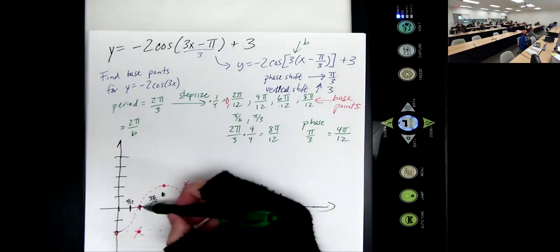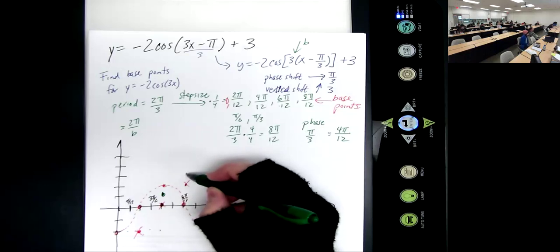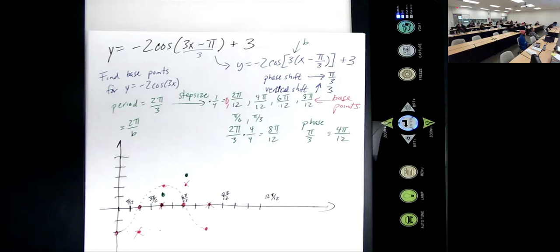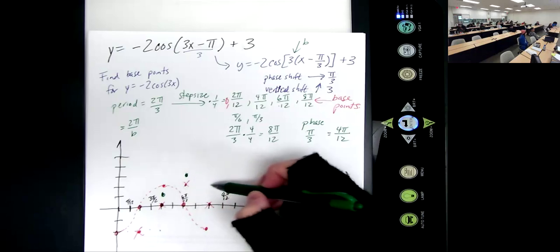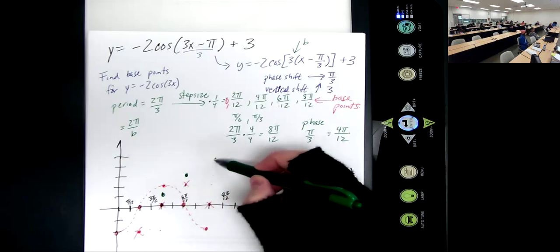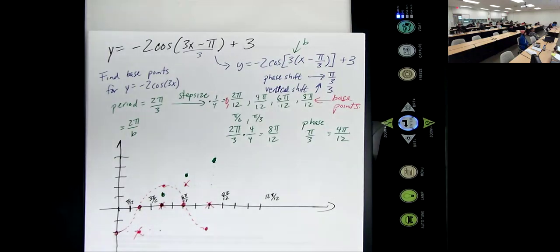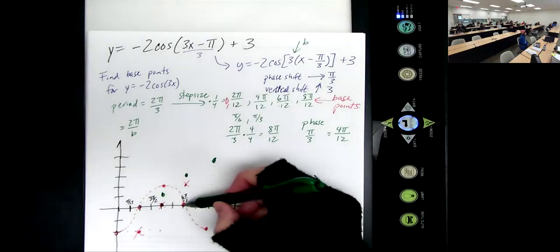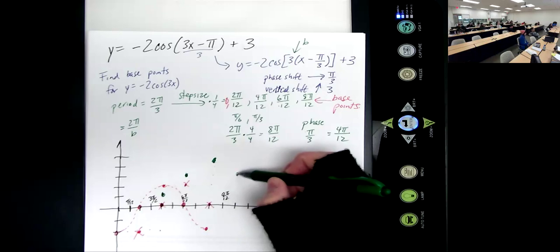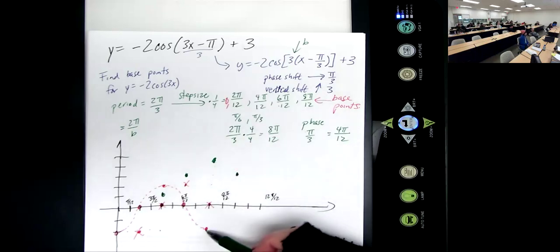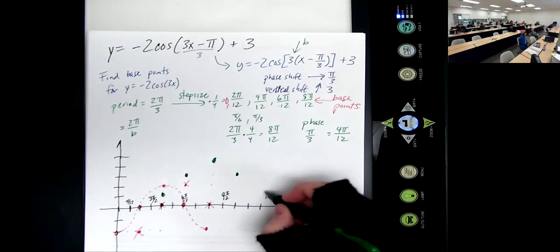And this right one is 1, 2, 3, 4. Up 3 is right there. This one is 1, 2, 3, 4. Up 3 is up here. 1, 2, 3, 4. Up 3 is right there. And this one, 1, 2, 3, 4. Up 3 is right here.